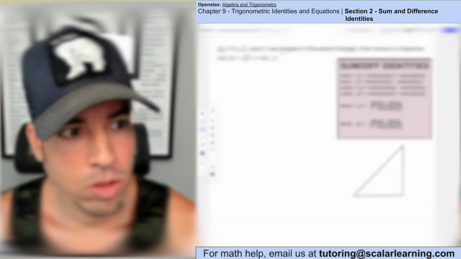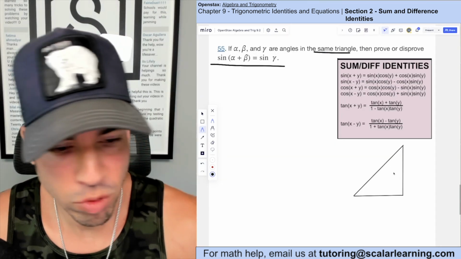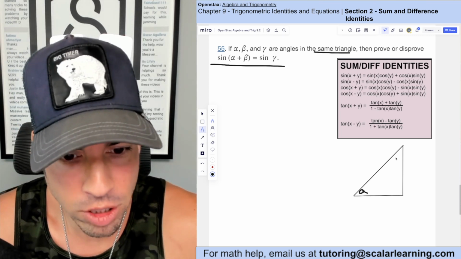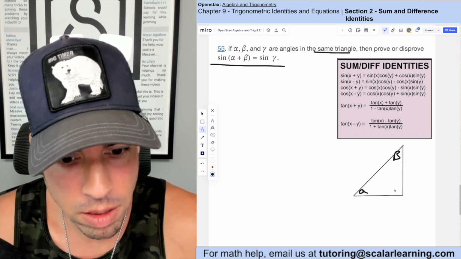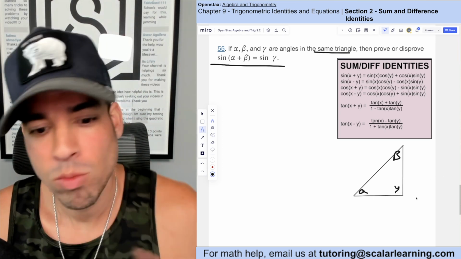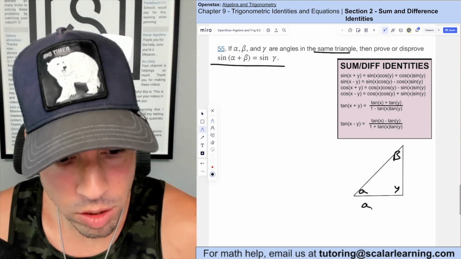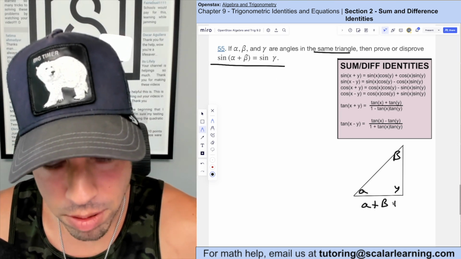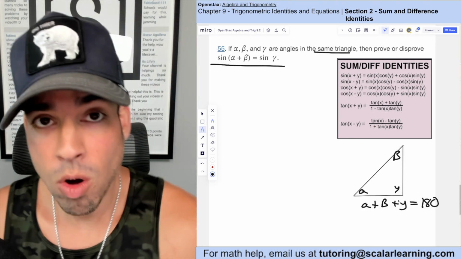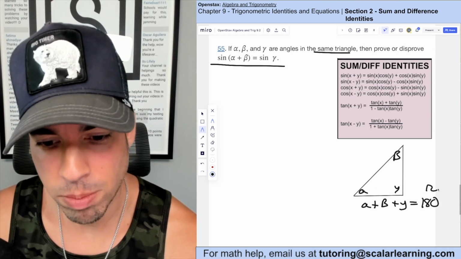Boom, done. So we're assuming that these three angles are in the same triangle, and then we have to prove or disprove this statement. So we can imagine, it doesn't necessarily have to be a right triangle, but we can imagine that this is A, this is B, and then this is, I know it looks like a Y, but I think it's meant to be gamma, but whatever. We'll just call it Y. And now, since they're all in a triangle, we know that A plus B plus that variable is going to equal 180, because all angles in a triangle add up to 180. In radians, it would be pi.